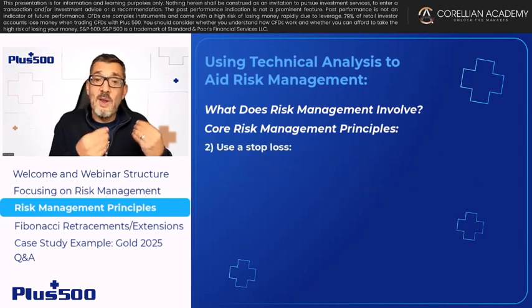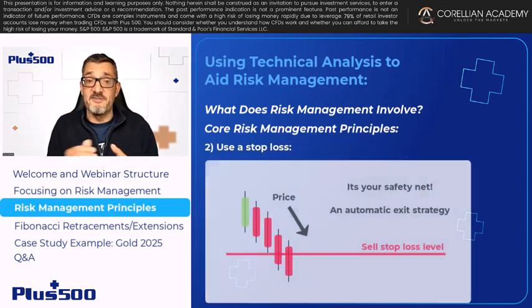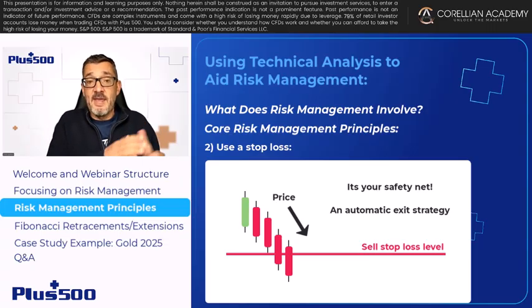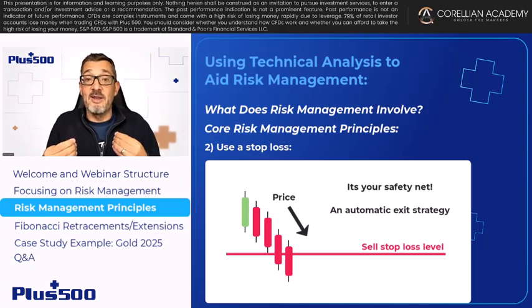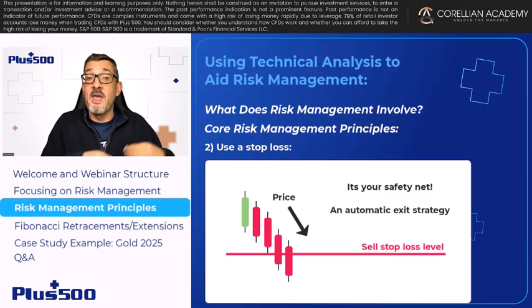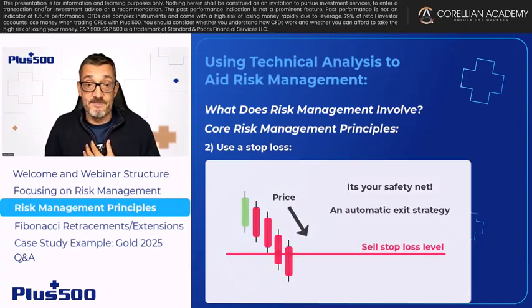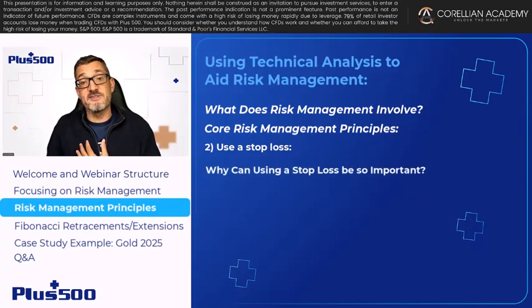Principle 2, always use a stop loss. It is your safety net. A stop loss order is your automatic exit strategy. It closes your position at a predefined price, capping your downside and protecting your capital, especially in volatile markets while prices can flip fast. Why can using a stop loss be so important?